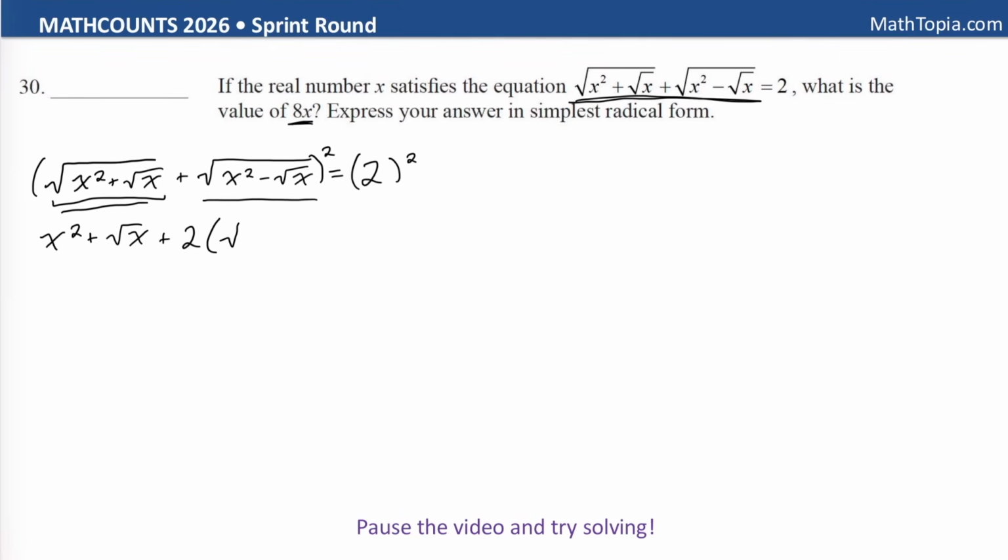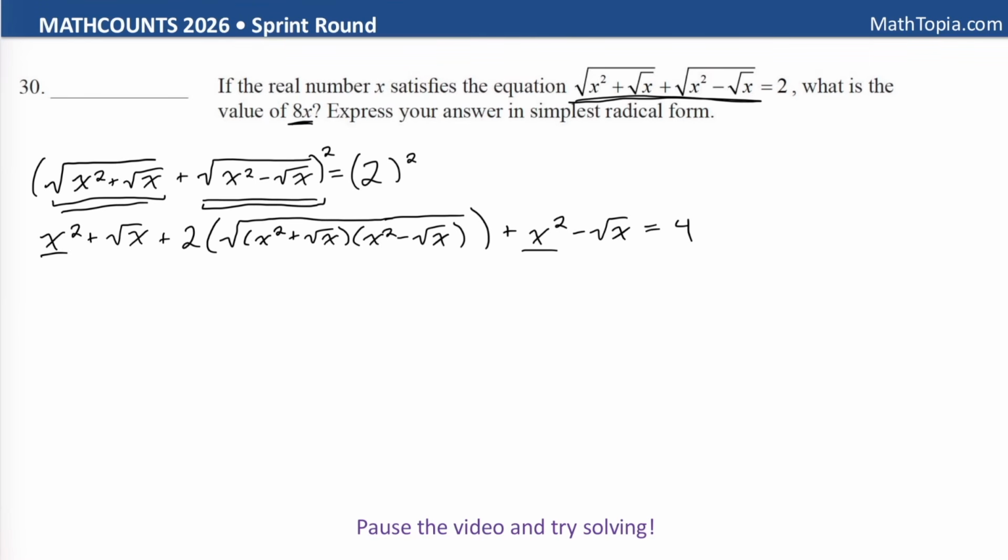So 2 times the square root, we can put this all under one big radical since we're multiplying 2 radicals together. So x squared plus the square root of x times x squared minus the square root of x, and then add this term squared. So plus x squared minus the square root of x. And all of this equals 2 squared, which is 4. Now we can combine some like terms, so we have the x squareds, which is going to give us 2x squared, and then our square root of x's cancel out, and we are left with 2 times this.